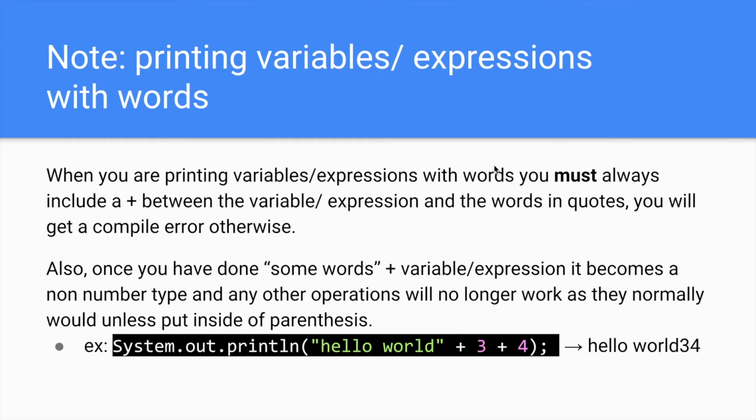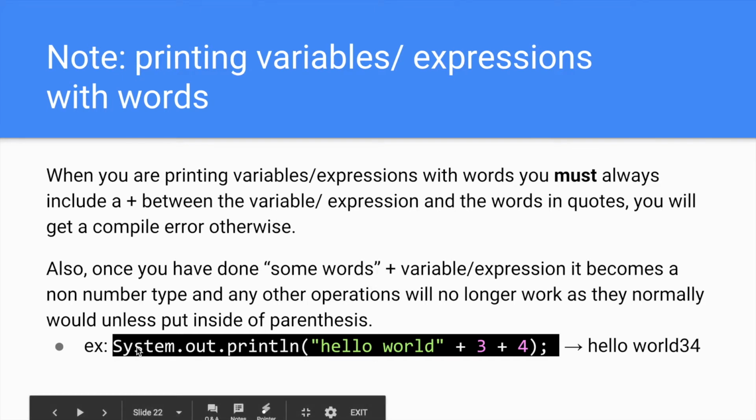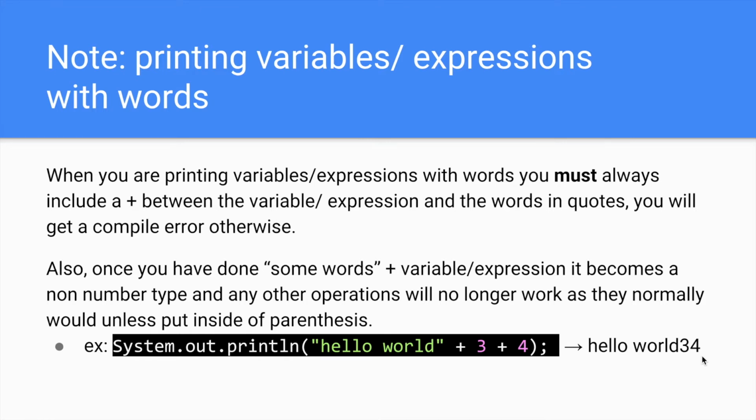And once you're done, you have some words plus the variable or expression. It becomes a non-number type, and any operations will no longer work as they normally would. And so just an example like we did before, "hello world" plus 3 plus 4 would give you hello world 3 4 instead of hello world 7.